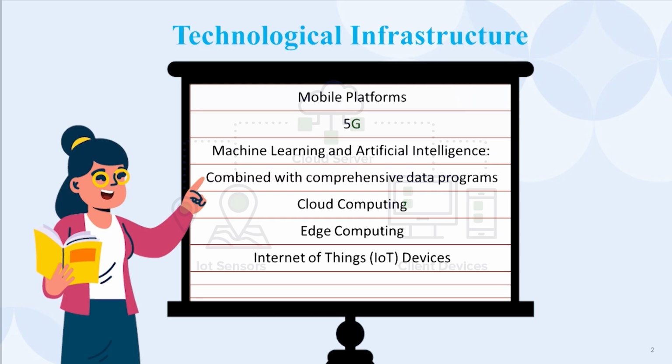So this technological information covers mobile platforms, 5G, machine learning and artificial intelligence combined with comprehensive data programs, cloud computing, edge computing and the Internet of Things. These form the hierarchical structure of this information scenario.